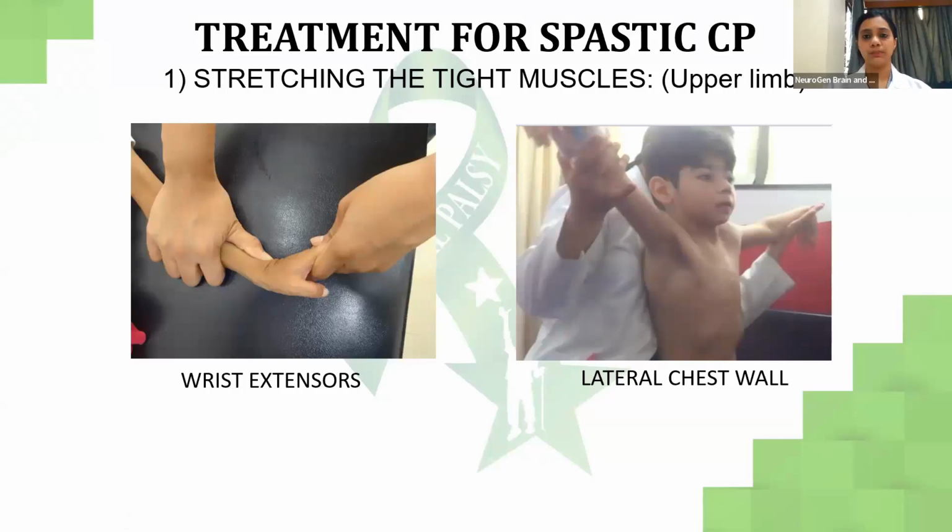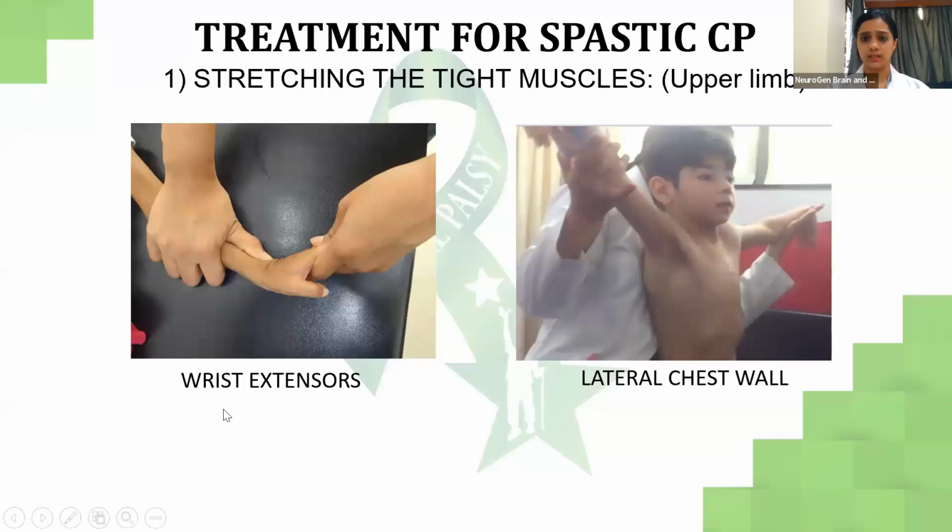Now, treatment of a spastic CP, how to begin with the treatment. If there is spasticity, a lot of tightness, we cannot directly go on to strengthening the muscle. Stretching the muscle is very important, followed by strengthening. So if there is wrist flexor tightness, we do a lot of wrist extensor stretching. This is basically stretching of the upper limb. These are a few stretches which I have taken in the slides.